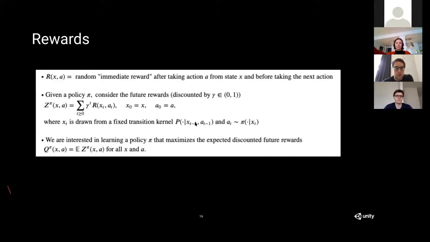So there's a certain amount of randomness coming from there. And then of course there's the randomness of choosing the action. The policy need not be a deterministic policy. And what we're eventually interested in is to find a policy pi that maximizes the expected discounted return. We call this Q. That's the Q value that we will be referring to.